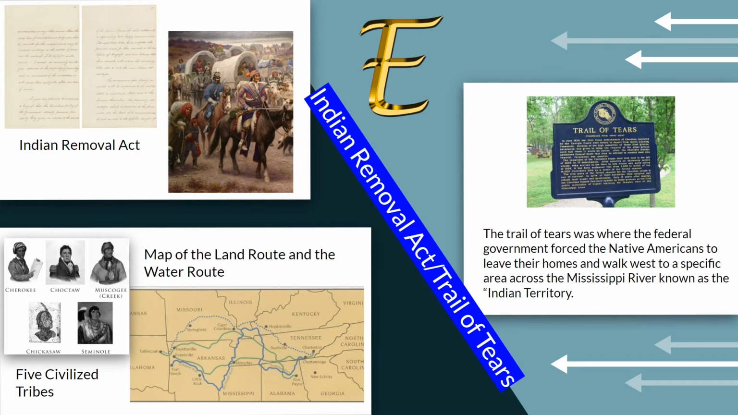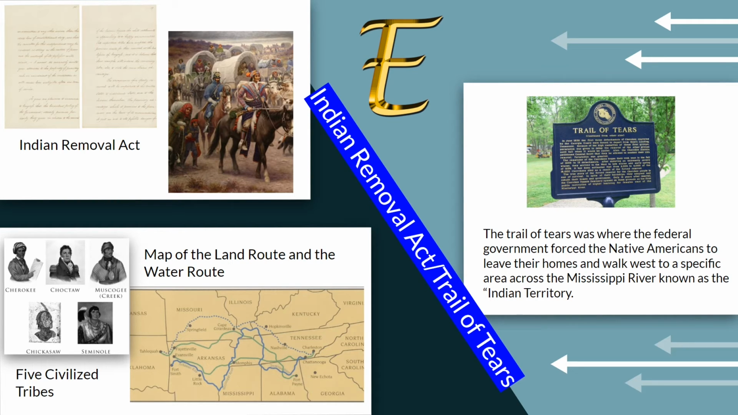Indian Removal Act and Trail of Tears. Andrew Jackson passed the Indian Removal Act, which was a law that allowed states to make trades with Native Americans to purchase their land. This especially targeted Georgia, since there was gold found there. This caused the Trail of Tears. The Trail of Tears was where the federal government forced the Native Americans to leave their homes in the south of the United States and walk west to a specific area across the Mississippi River known as the Indian Territory.